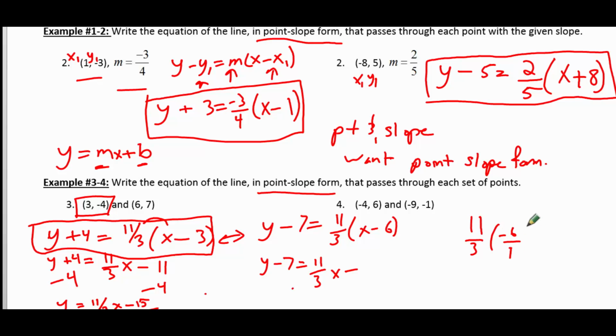I'll put a -6. Put it over 1. 6 divided by 3 is 2. So 3 goes into 3 once. 3 goes into 6 twice. This would make a -22.